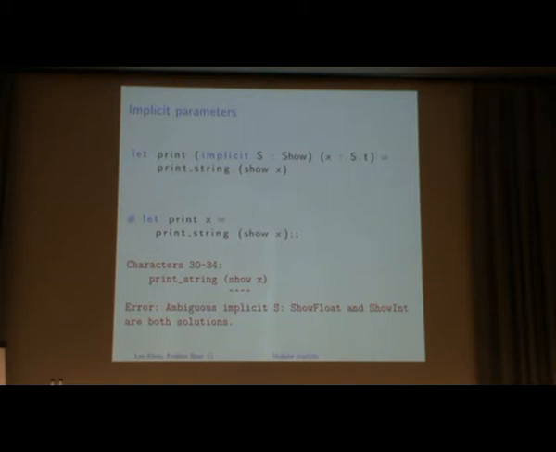Sorry, the error is just confused. It says ambiguous because show float and show int. But I think you said x is in this context, so aren't neither of these solutions? No, in the top one it's abstract because it's s.t. In the bottom one, it's a unification variable. We have no idea what it is yet.